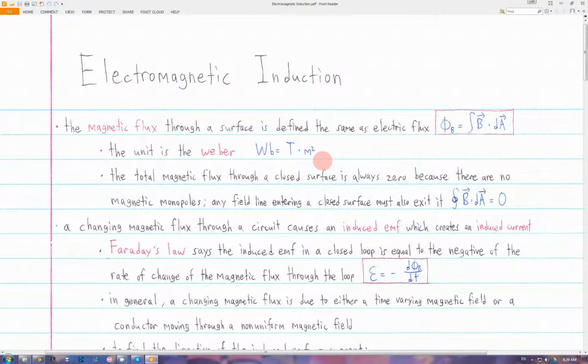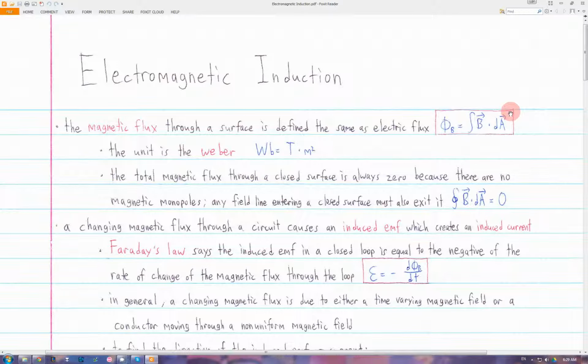So in this video we're going to go over electromagnetic induction, but first I'm going to review the concept of magnetic flux. The magnetic flux through a surface is defined as the integral of the magnetic field B dot dA, which is the area vector or the normal vector. This is the same definition as electric flux, which, remember, was E dot dA.